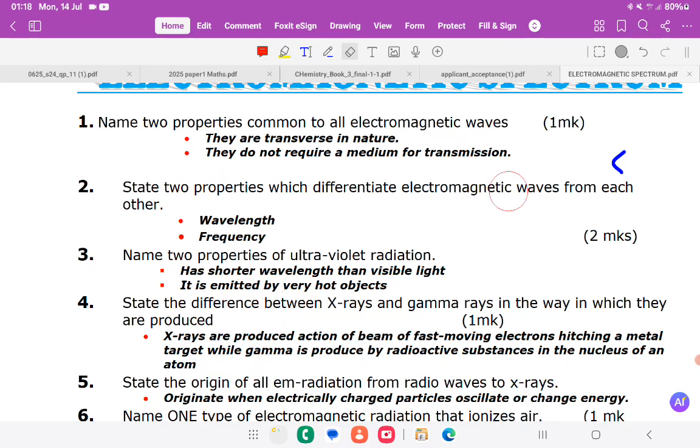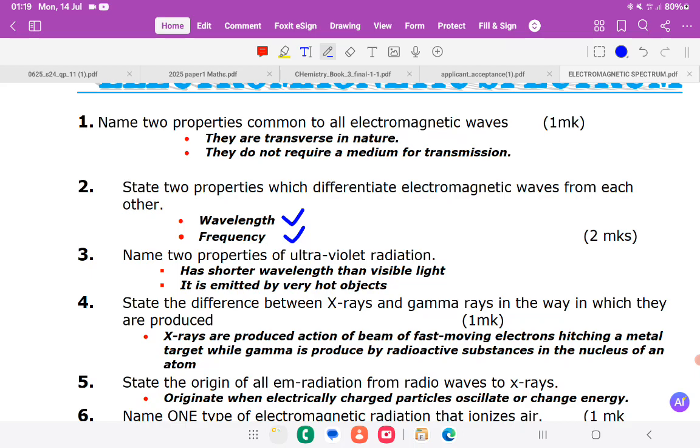Number 2, state two properties which differentiate electromagnetic waves from each other. Number 1 was looking at the common properties, but number 2 is asking us for characteristics that make electromagnetic waves different. So electromagnetic waves are different based on two properties, namely wavelength and frequency.